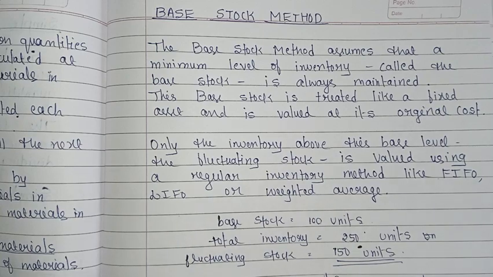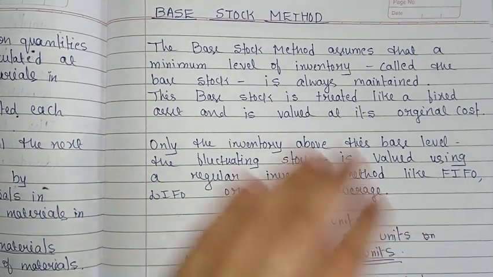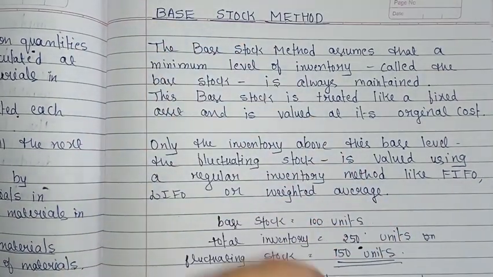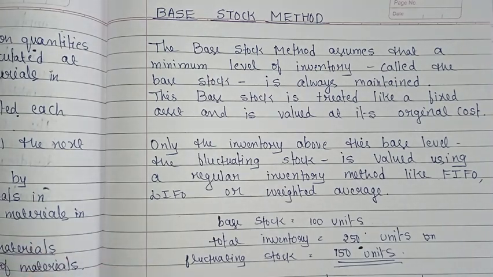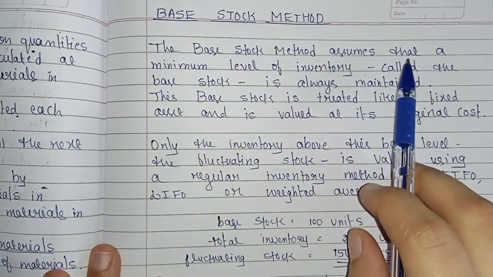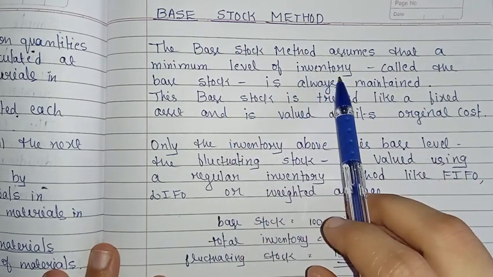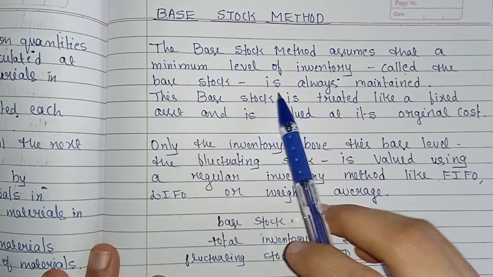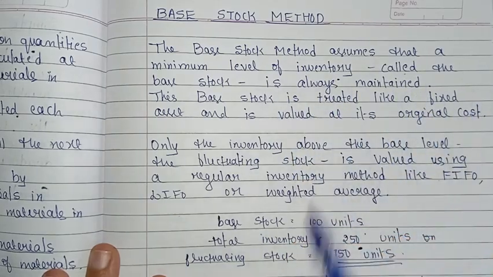Today we are diving into the base stock method of inventory valuation. So what exactly is the base stock method? Let's break it down. The base stock method assumes that a minimum level of inventory, called the base stock, is always maintained. It means what?